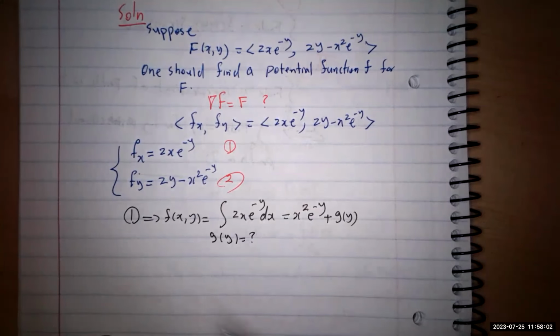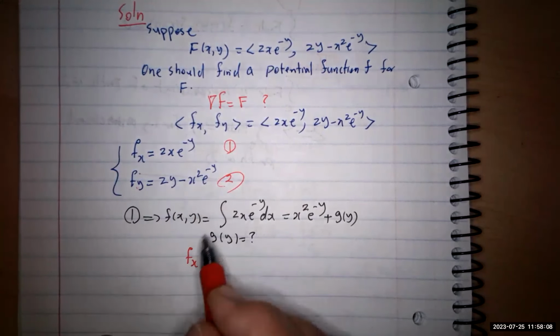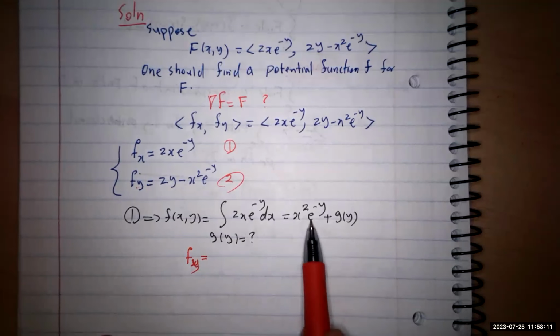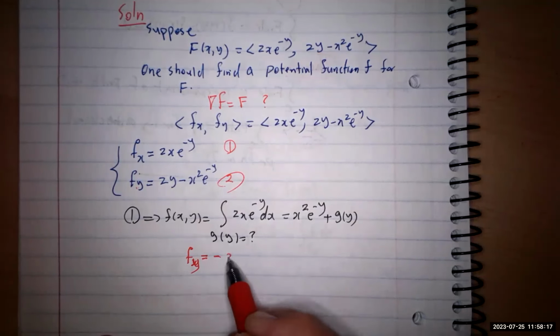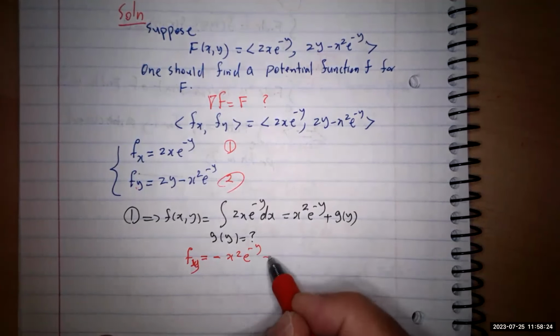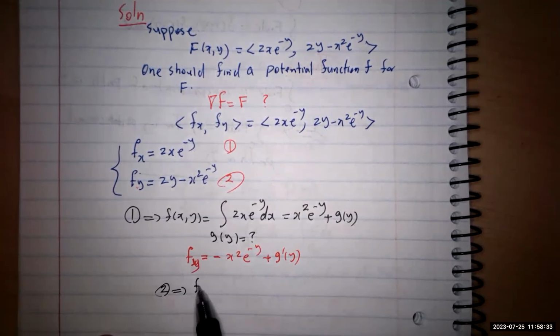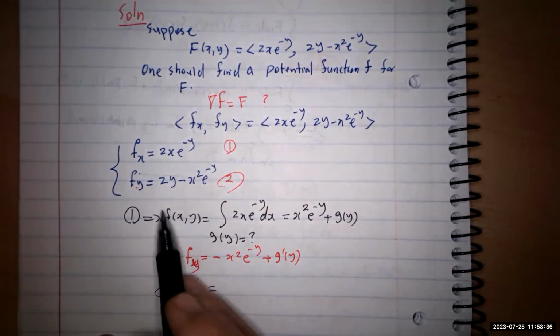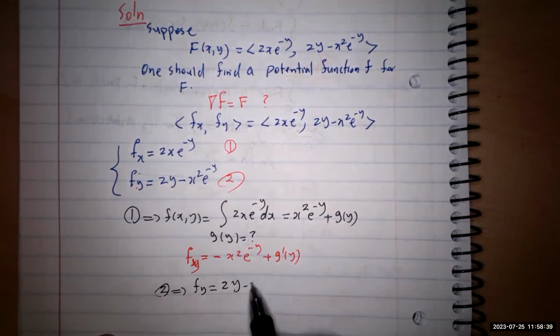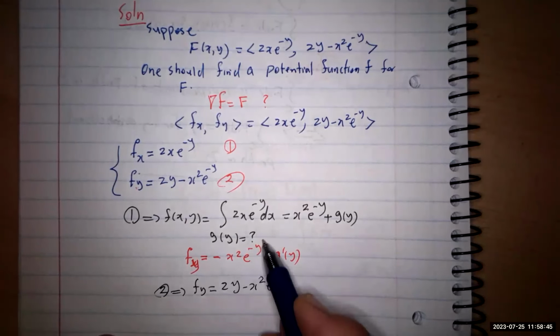So you better differentiate it with respect to, sorry, y. So I want to use the second one. The derivative of e to the negative y would be negative e to the negative y. So that gives me negative x squared e to the negative y, plus g prime of y. But from equation number two, you already have f sub y, the partial with respect to y, which is 2y minus x squared e to the negative y. You compare them together, these two would cancel out.